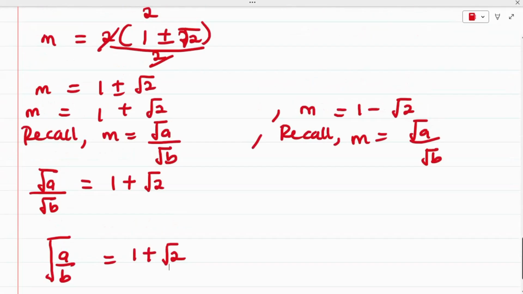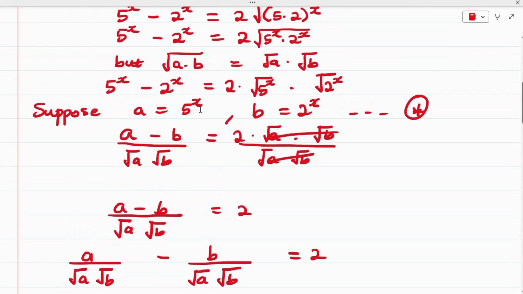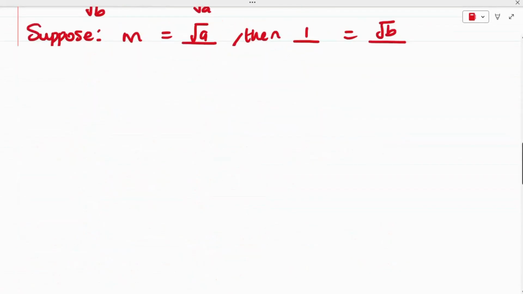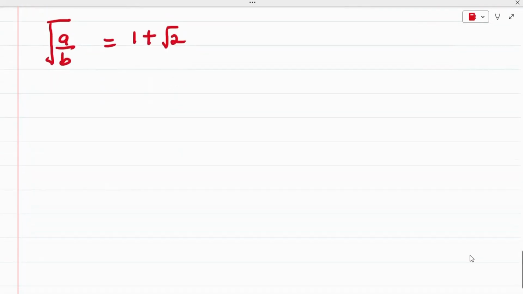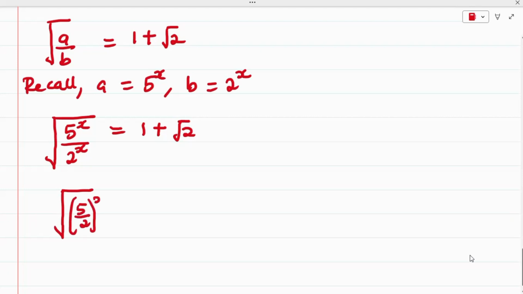Now, we want to simply recall equation star. Alright, so from equation star, we have that a is equal to 5 raised to the power of x and b is equal to what? 2 raised to the power of x. So we want to recall that a is equal to 5 raised to the power of x and b is equal to what? 2 raised to the power of x. So we have this to be the square root of 5 raised to the power of x divided by 2 raised to the power of x is equal to 1 plus the root of 2. We have this to be the square root of 5 over 2 raised to the power of x is equal to 1 plus the square root of what? 2.